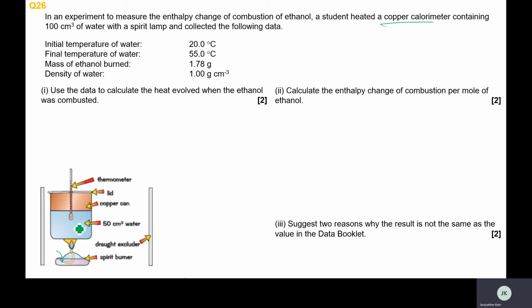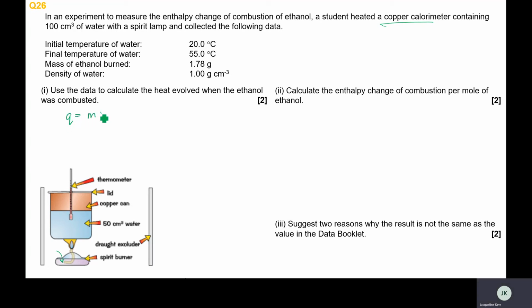Sometimes you might have a stirrer as well. Otherwise, you're assuming that it's the same temperature throughout, and it might not be. And then you've got other things to try to reduce heat loss around it as much as possible. But you want the heat to be transferred from the burner to the water. So you go for something that is a good conductor at the bottom. So the data we want to calculate the heat evolved from this one.